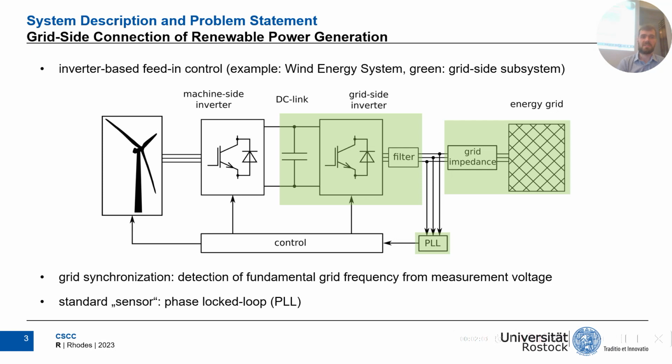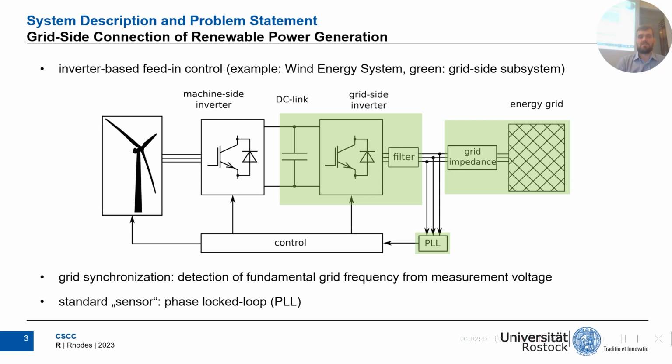Let me introduce the system here. This is a basic functional block diagram of an inverter-based grid connection with the example of a wind turbine system. Basically, the grid connection consists of a back-to-back converter, which is comprised of a machine-side converter and a grid-side converter with a DC link in between. At the output of the grid-side converter, there's a hardware filter to smooth out the output signal. This system is then connected to the energy grid, here represented by an impedance and the ideal grid.